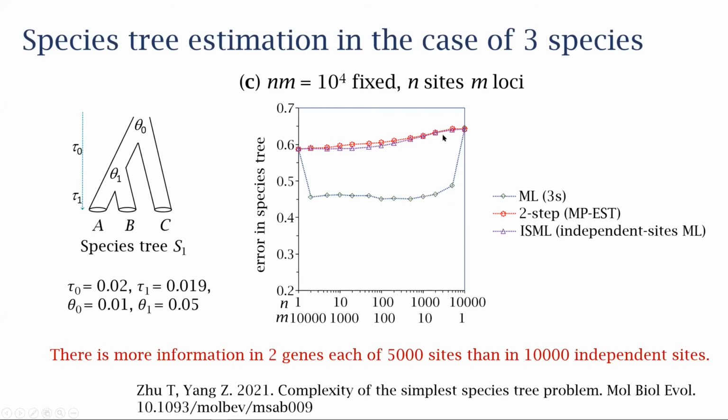So these summary methods, they do have identifiability issues because they use summaries of the original data. I think it's probably in one of those earlier papers, somebody said that independent sites are more informative. We just point out that's not correct because you're not using the information correctly. If you do 2 loci of 5,000 sites, it will be more informative than 10,000 independent sites. So the error here is much lower than here.